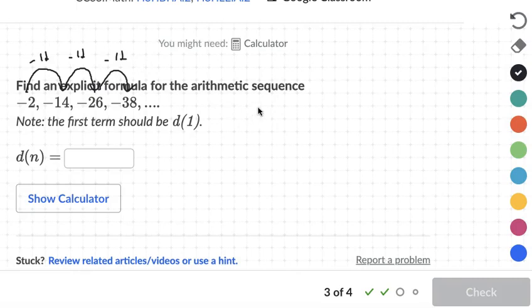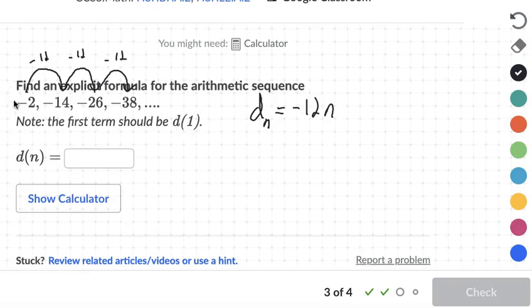So we have d sub n. I like writing subscripts instead of this function notation here. That'll be our common difference times the term number. But we can't leave it like that, because when we plug in 1, we don't get negative 2, we get negative 12. So we need to make an adjustment here.